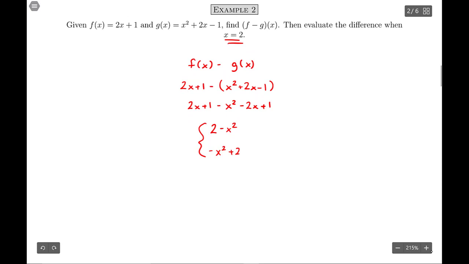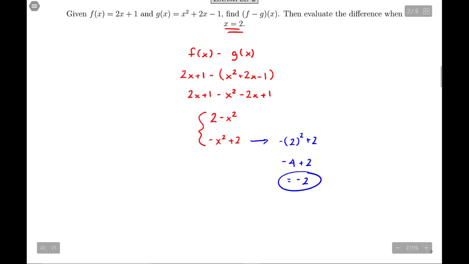Oh, almost forgot. Then we want to evaluate the difference when x is equal to positive 2. So we can take our difference function that we've created, and now we just simply replace x with positive 2 and we simplify. So 2 squared is 4. We have the negative outside the parentheses, so that's negative 4 plus 2, and that's going to be equal to negative 2. So that's the function evaluated at positive 2.